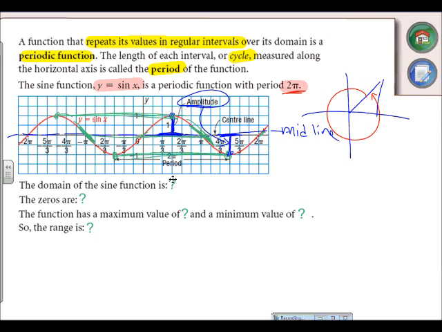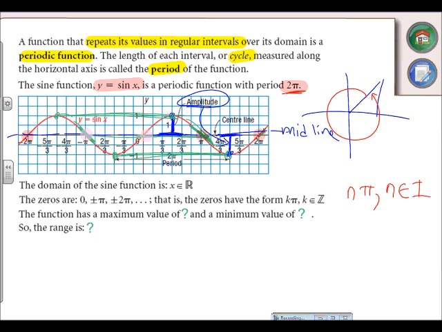Our domain then. We can have any x value for our sine. We can find the sine ratio of any angle. That's what it's saying. The zeros. How often are the zeros? Well, you can see them at 0, at pi, and at 2 pi, or going in the negative as well. So we've got our general form again, that it's any multiple of pi. I like to use the letter n. So any multiple of pi where n is an element of the integers.